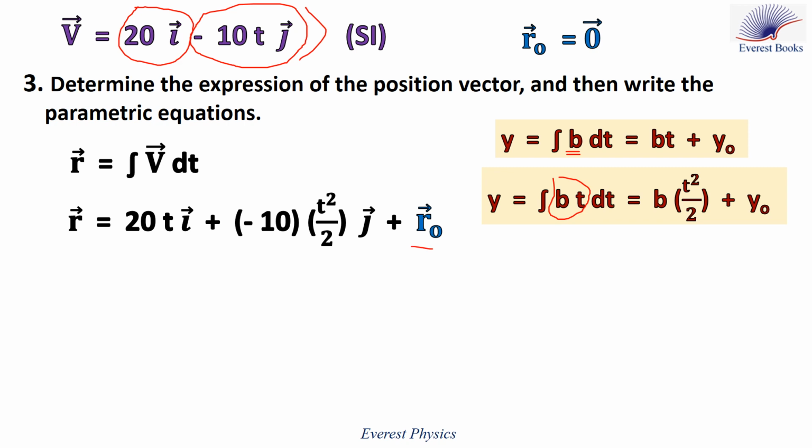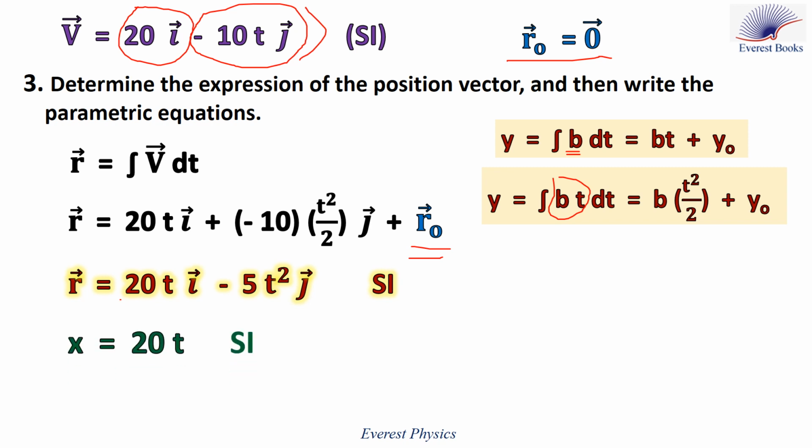And here we have r0. But r0 is 0. Then the position vector of the box is 20t i minus 5t squared j, and it is expressed in SI units. Now let's write the parametric equations. x equals 20t and y equals minus 5t squared.